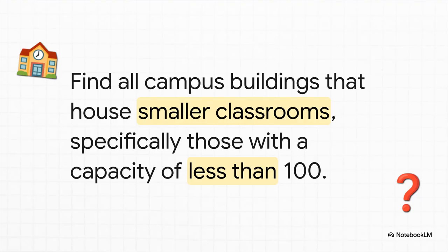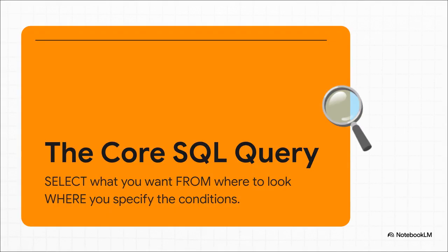So here's our mission. The dean needs a simple list. He wants to know all the buildings on campus that have smaller classrooms, specifically any with a capacity of less than 100 people. It's a super clear, direct question. Now let's see how we translate that into SQL. Okay, so the core of SQL is actually incredibly intuitive because it reads almost like a sentence. You just tell the database, select what you want to see from this specific table where these conditions are true. That's it. That's the basic grammar for almost every question you'll ever ask.